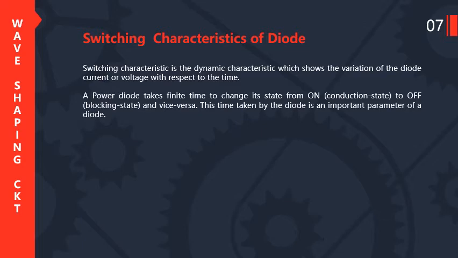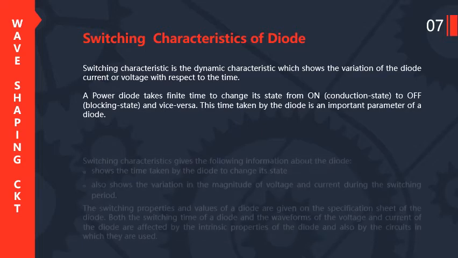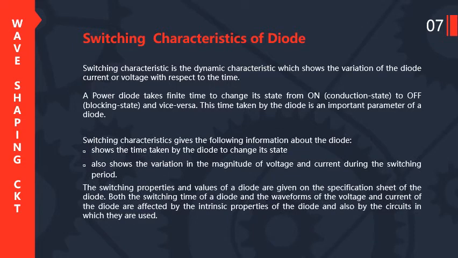A power diode takes finite time to change its state from the on state, meaning the conduction stage, to the off state, meaning the blocking stage, and vice versa. This time taken by the diode is an important parameter of a diode. The switching characteristics give the following information about the diode. Number one, they show the time taken by the diode to change its state.